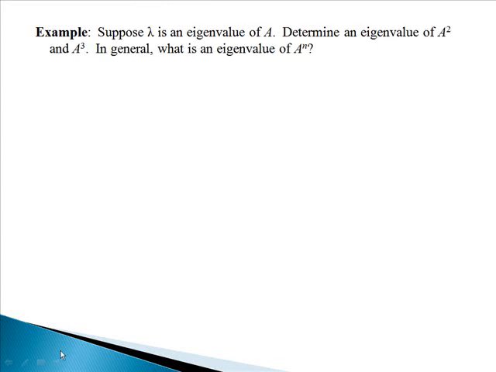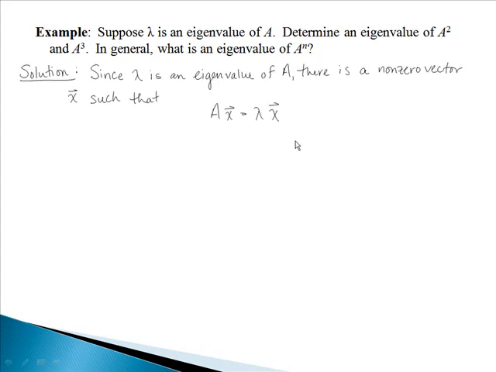In this example, we want to suppose lambda is an eigenvalue of A, and we want to determine an eigenvalue of A squared and A to the third. In general, then, we're going to look at what an eigenvalue of A to the n power would be. Since lambda, we're told, is an eigenvalue of A, then we know that there is a non-zero vector x such that Ax is equal to lambda x.